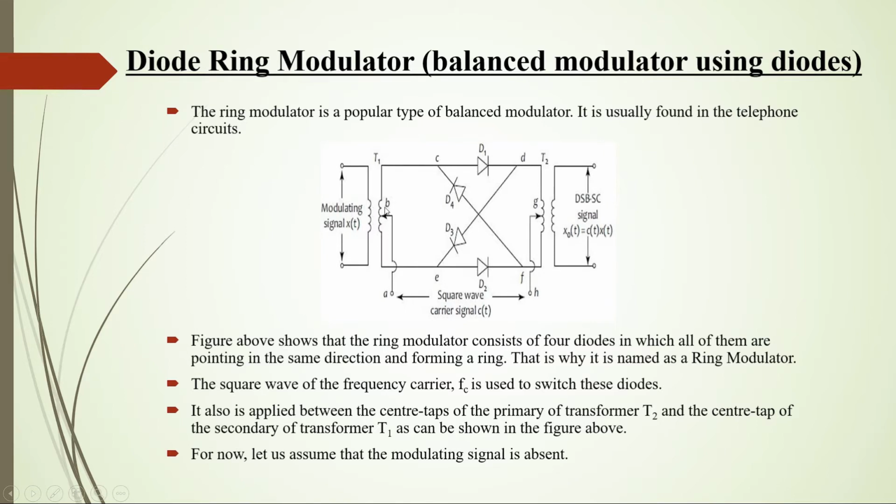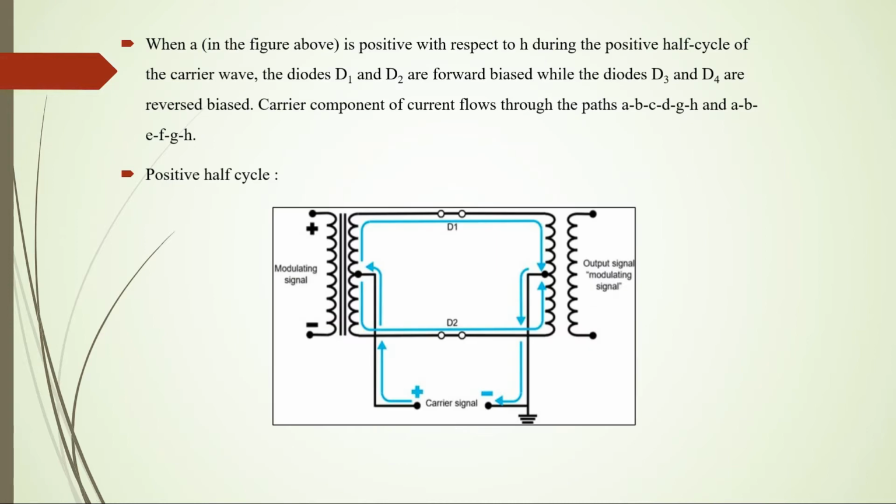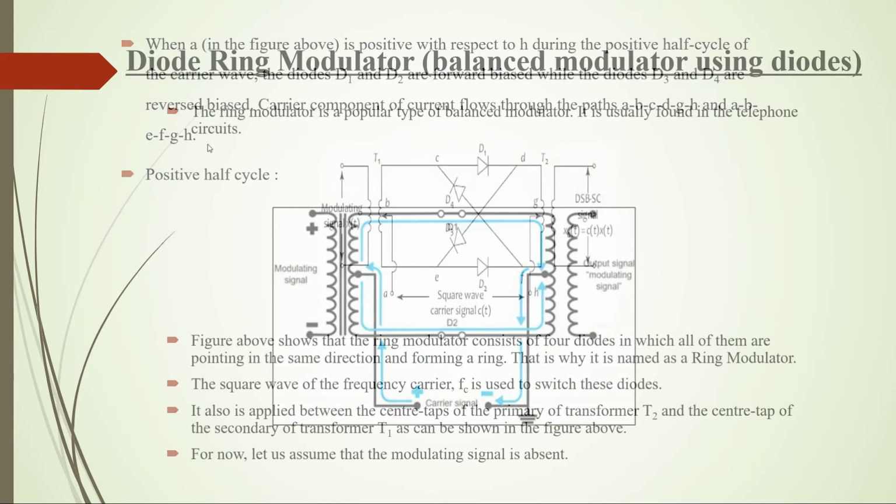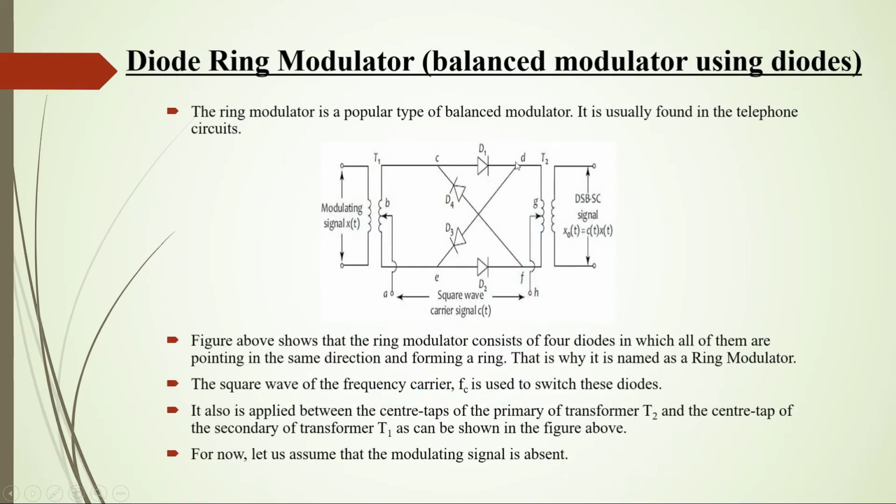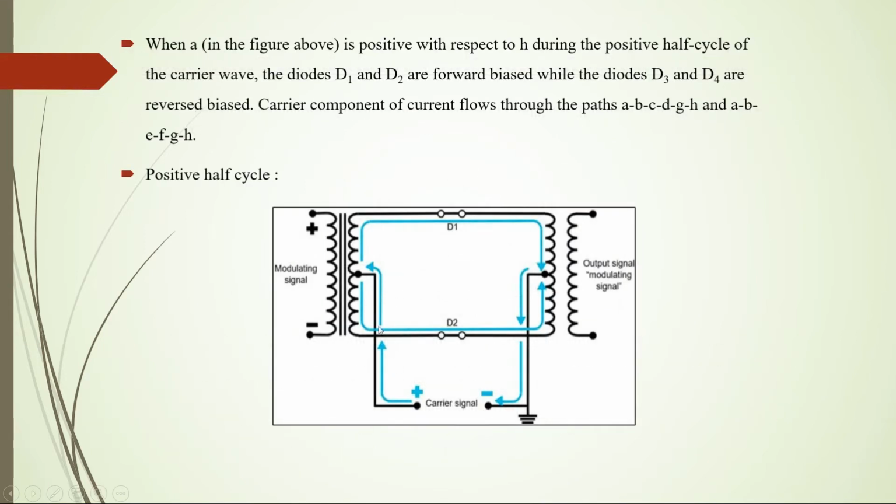Now let us assume that the modulating signal is absent. When A is positive with respect to H, it is the positive half cycle. So diodes D1 and D2 will be forward biased, while diodes D3 and D4 will be reverse biased. Carrier component of current flows through the paths ABCDGH and ABEFGH. So look here, ABCDGH and also ABEFGH. That's why the flow is like this, and also the other one is like this.